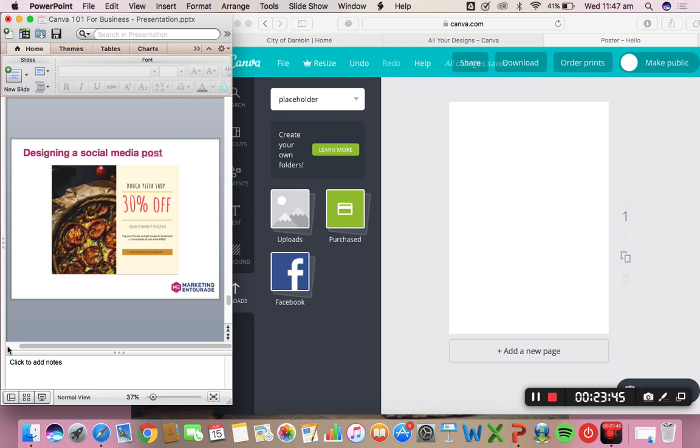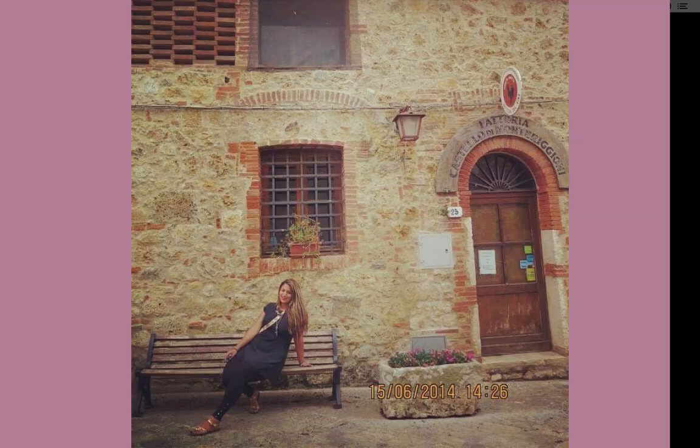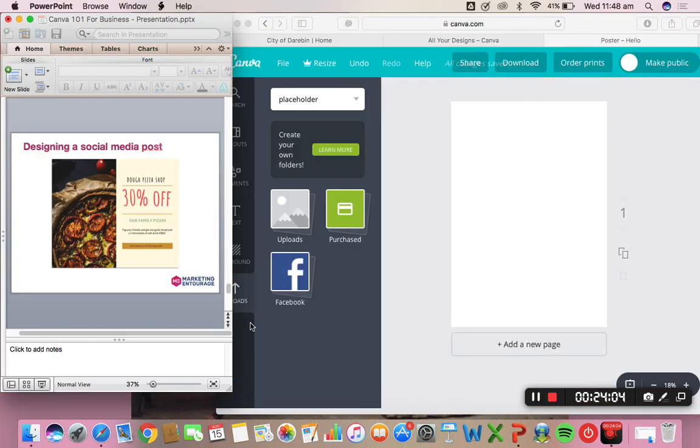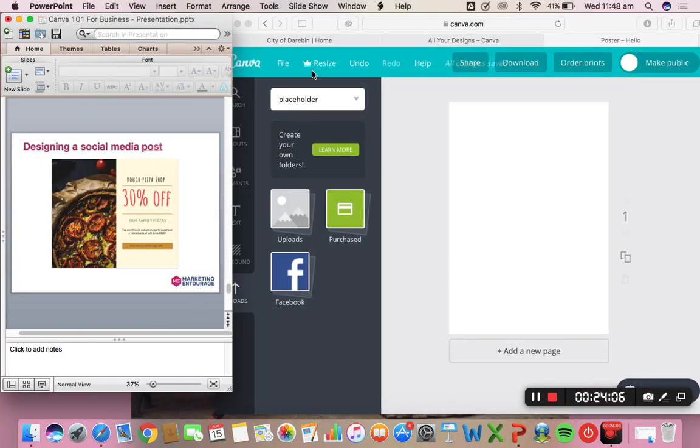So this is what we're striving to achieve. This is the type of social media post that we're going to create. So it's for the Dough Pizza Shop. It's 30% off on family pizzas. And if you share and tag this, tag your friends, you'll get a free garlic bread and a free bottle of Coke. And the promo is only valid till the 31st of August. So let's then go and say, all right, how do we start?